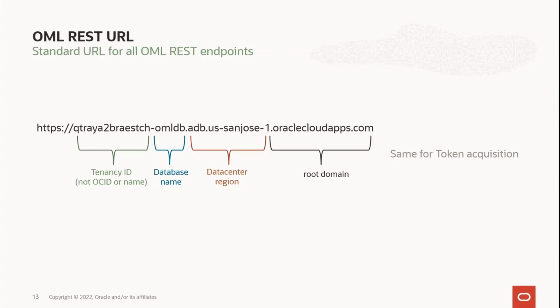And this is the structure of the OML REST URL for all of the REST endpoints. So it has your tenancy ID embedded there, the database name, your data center region, along with the root domain, which is oraclecloudapps.com. So for each database, the tenancy ID and database and potentially the region will be different, but the root domain is the same for all of the OML REST URLs.